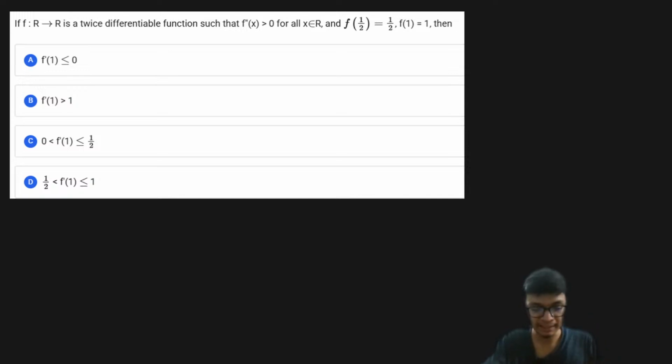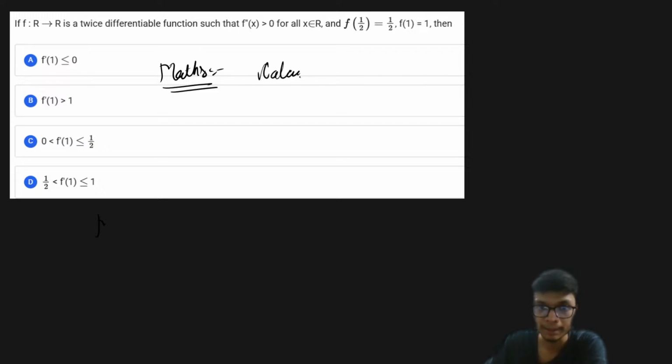What I would suggest is that this time, if you are willing to focus more on the high priority topics, especially for maths, please focus on the calculus part. Now you will be telling me that calculus is a difficult portion, and if your basics are not very clear, and if your class 11th part is not clear, then calculus will be a difficult part.